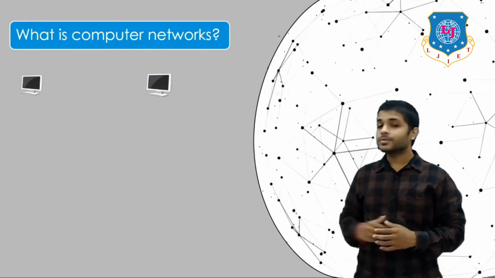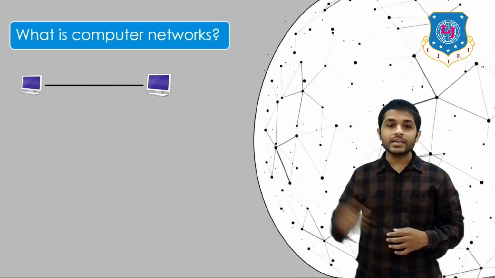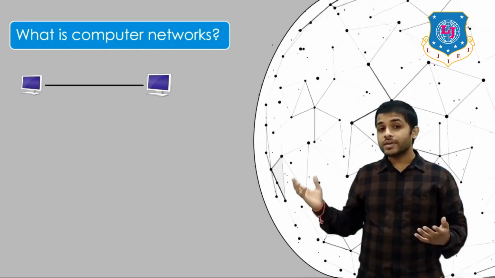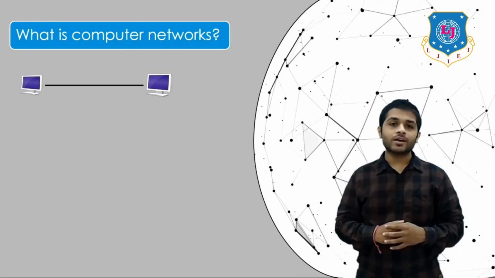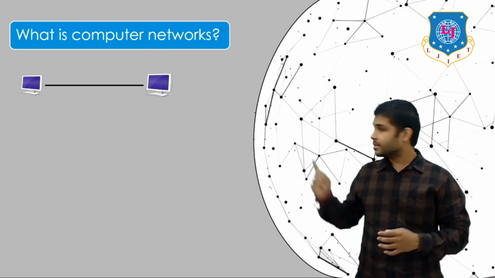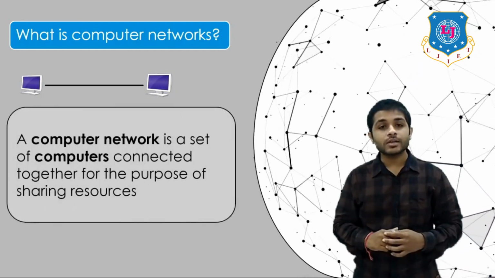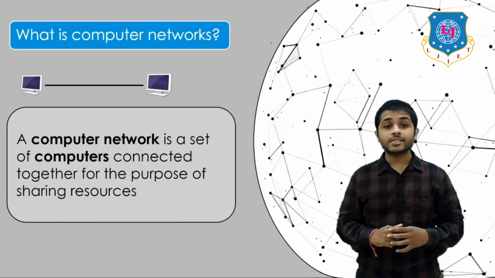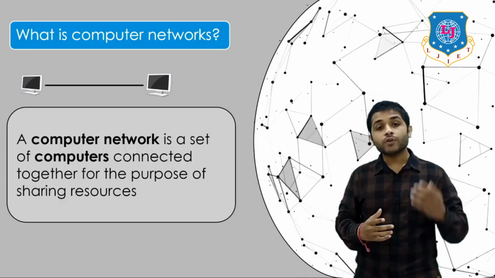As you can see, when two devices are connected via a dedicated link and when two devices can share resources with each other, it is called computer network. The link can be wired or wireless. So by definition, a computer network is a set of computers connected together for the purpose of sharing resources.